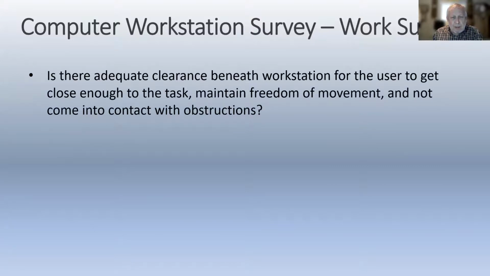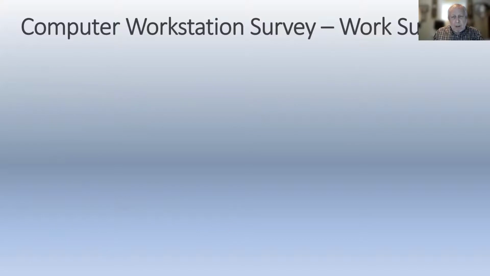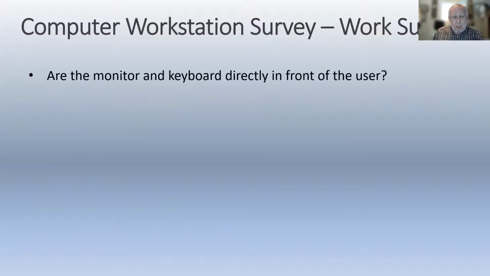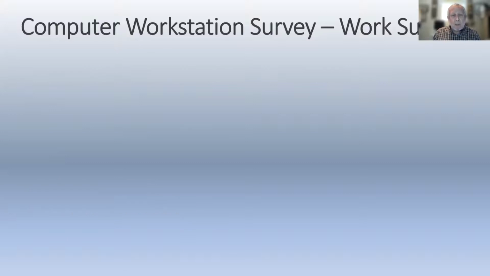Is there adequate clearance beneath the workstation for the user to get close enough to the task, maintain freedom of movement, and not come into contact with obstructions? Possible solutions there: different work surface, or raise or lower the work surface. Are the monitor and keyboard directly in front of the user? Possible solutions there: just rearrange the workstation, or rearrange those two if you can.